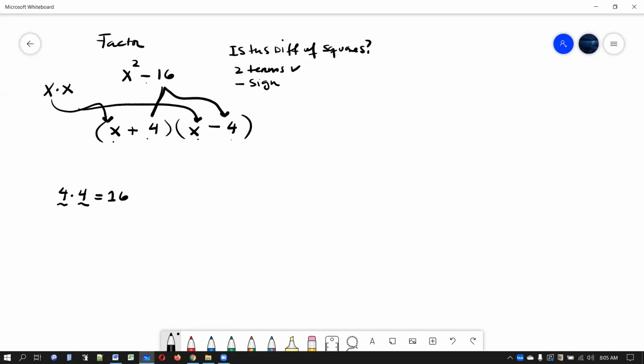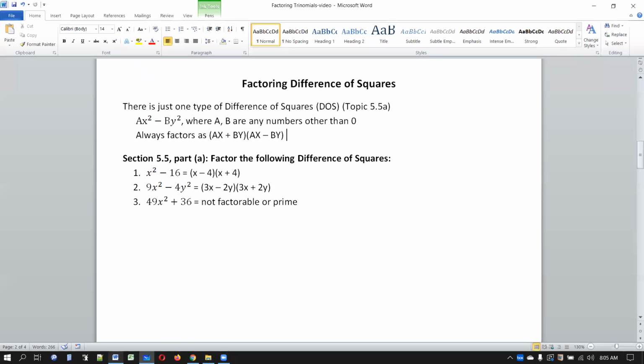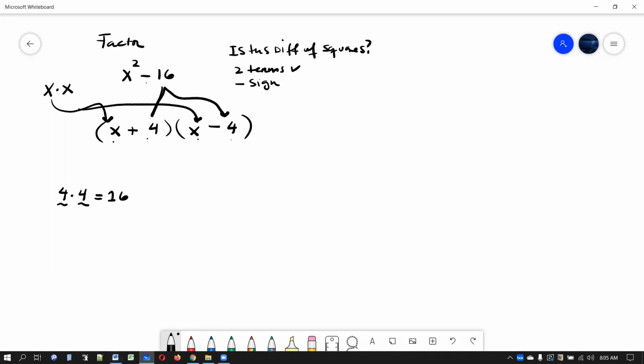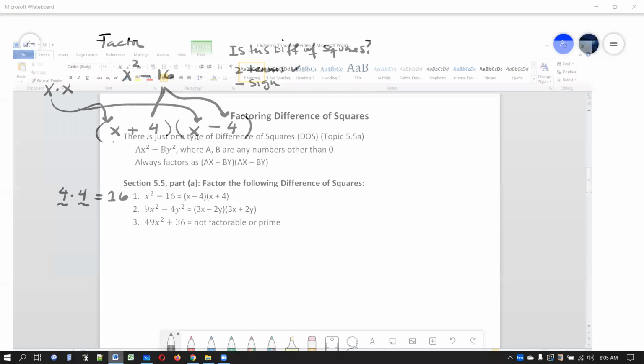X plus 4, x minus 4. And that's all there is to do when we factor by difference of squares. Let's check. Yes, x minus 4, x plus 4. And keep in mind, it doesn't matter if you put x minus 4 first or x plus 4 first. The answer is still the same. Okay, so that's the first one.